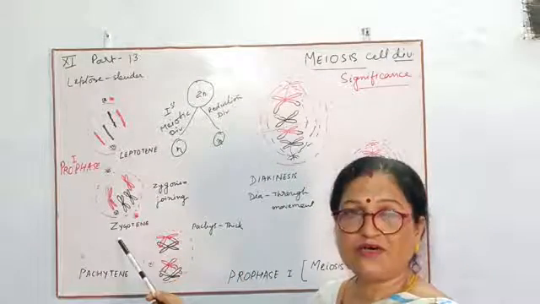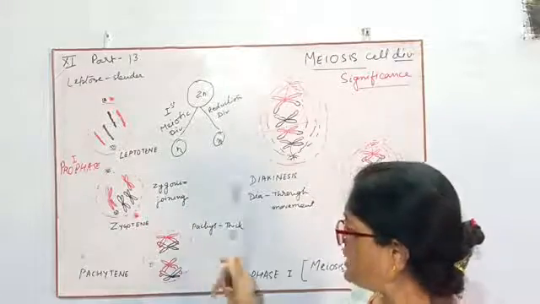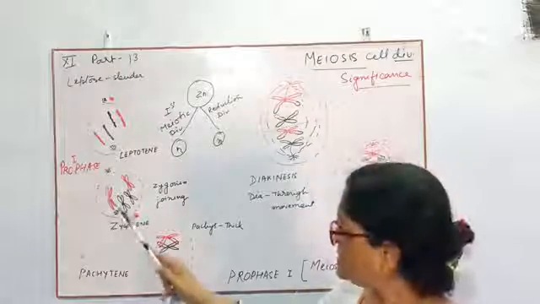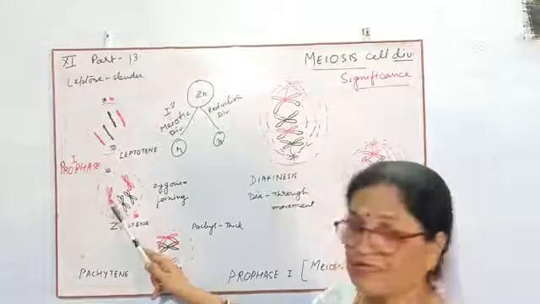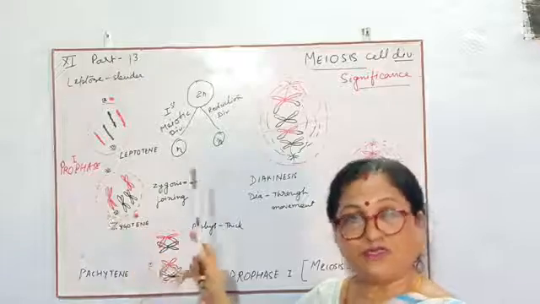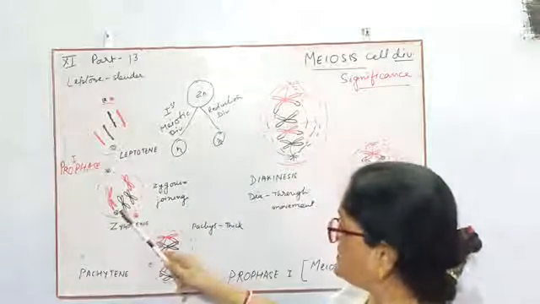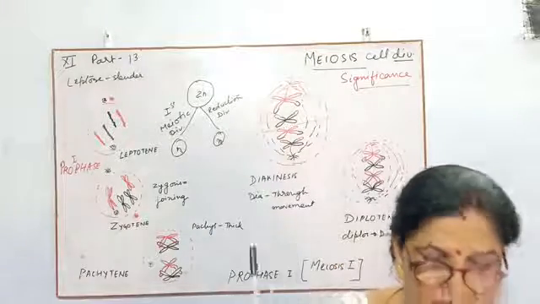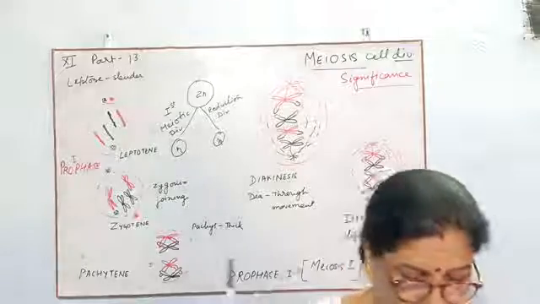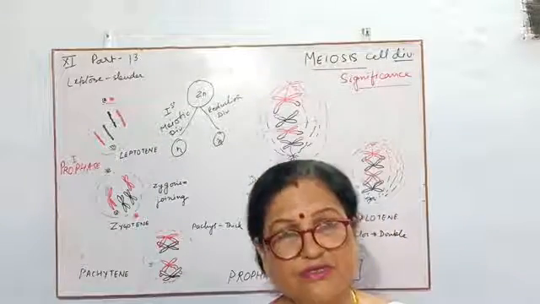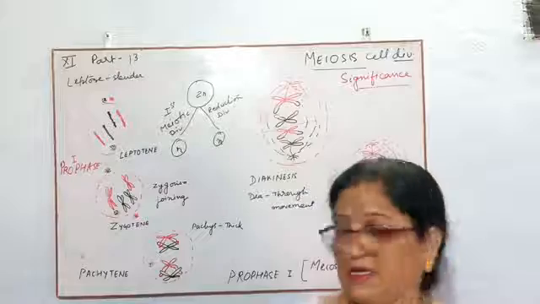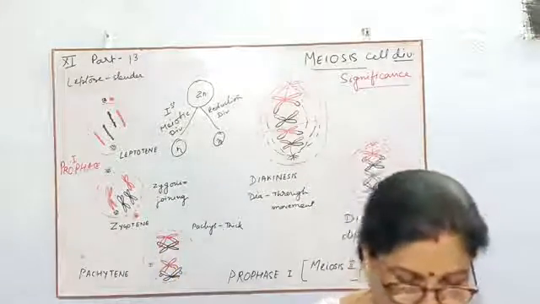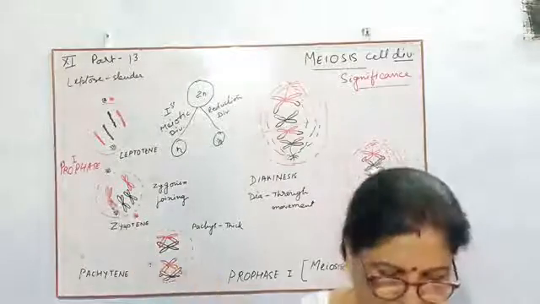This is zygotene. Zygos means joining. Here the paternal and maternal chromosomes come closer, but they should be homologous. Homologous pairs are formed in the zygotene, and while pairing, they become procentric. Procentric means the pairing starts from the centromere.